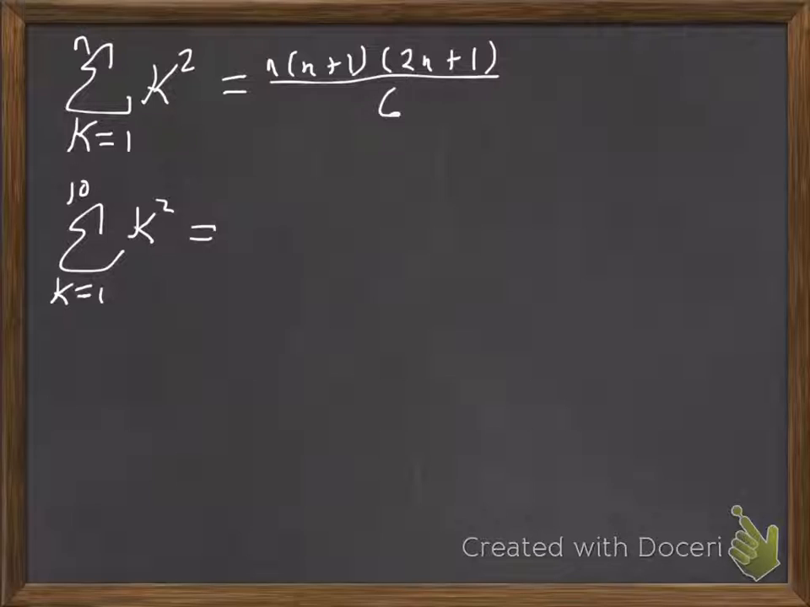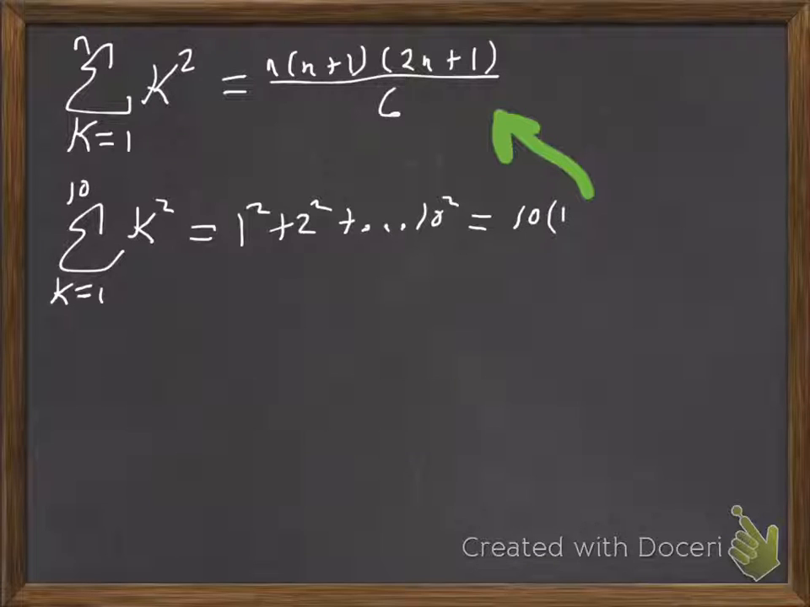Wherever you see an n over here, plug in a 10. Before I get too ahead of myself, we're writing out what that means. So we have 1 squared plus 2 squared plus all the way out to 10 squared. Then we'll plug it in with all the n's replaced with 10. So there we go.